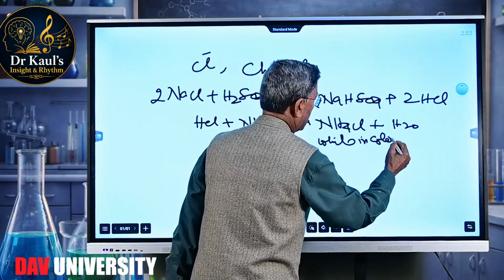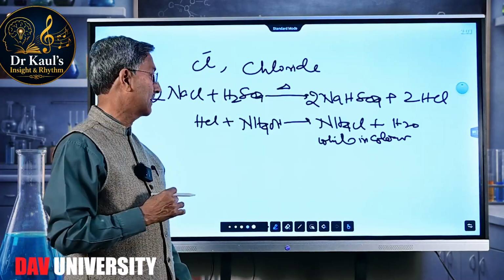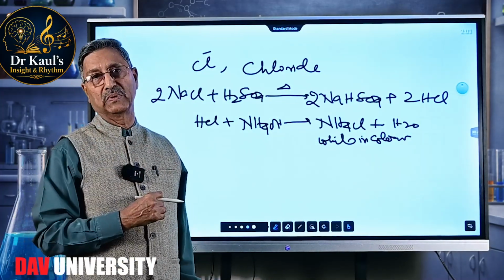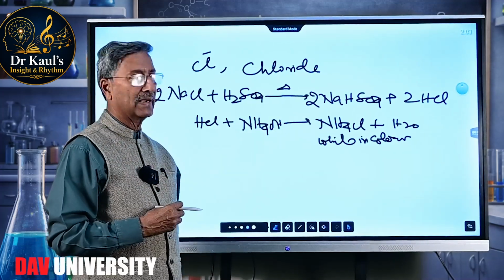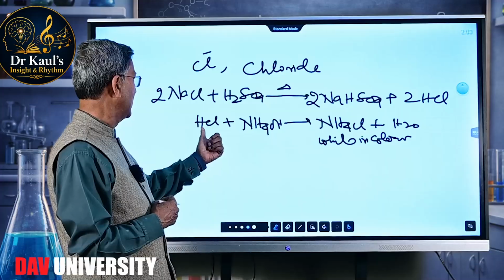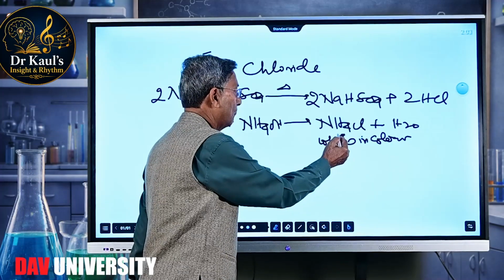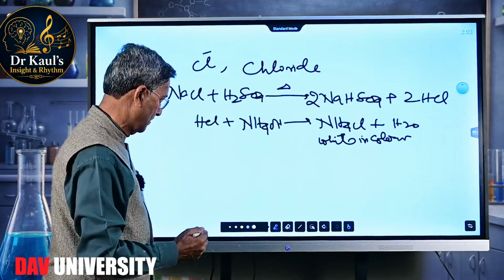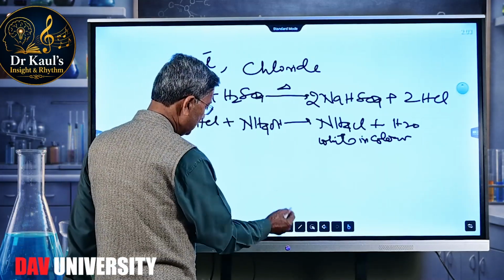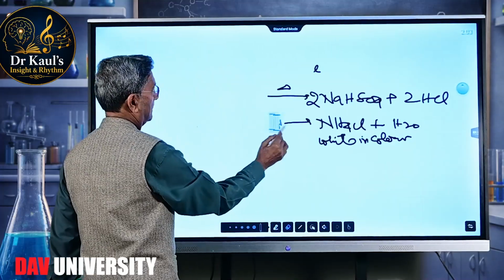You see, there is a difference between colorless vapors and white colored vapors. The HCl vapors will be colorless, but since ammonium chloride is a white solid, when HCl comes in contact with the ammonium hydroxide, you get white fumes. That indicates the presence of chloride. Now, after this, we come to the next radical.